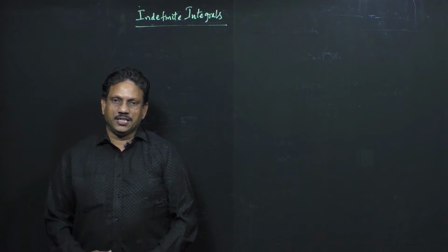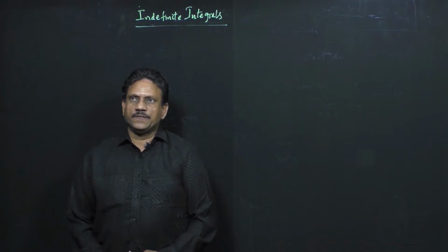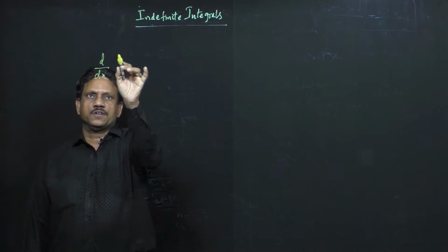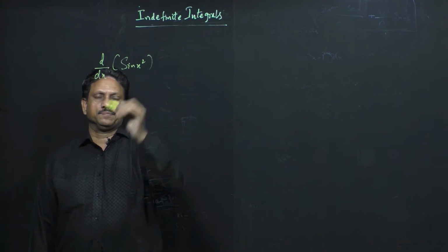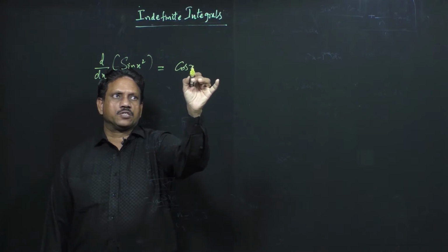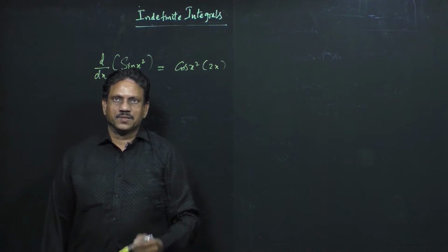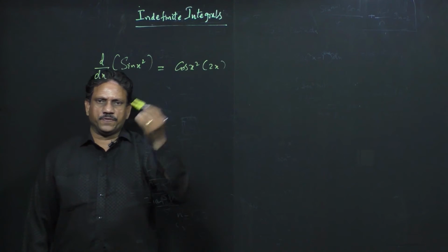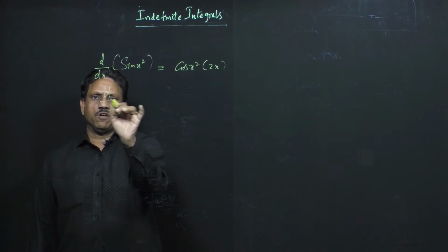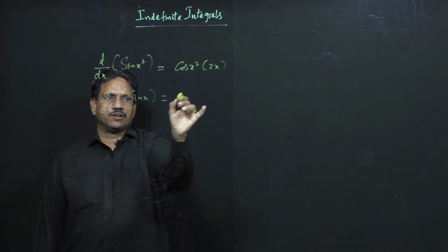You studied in 11th standard how to differentiate a function. That means the differential coefficient of a function, given as d by dx of sin x square. Its derivative is cos x square, and the derivative of x square is 2x. This is how to differentiate. Similarly, if you want to differentiate a function, say sin x, simply you say cos x.